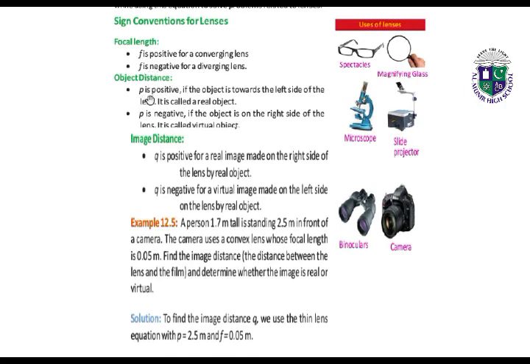Object distance p is positive if the object is towards the left side of the lens. It is called a real object. p is negative if the object is on the right side of the lens. It is called a virtual object. Image distance q is positive for a real image made on the right side of the lens by a real object. q is negative for a virtual image made on the left side of the lens by a real object.